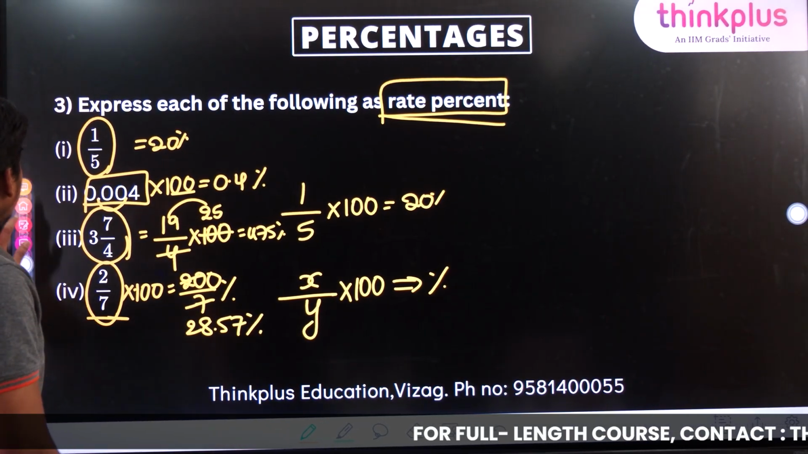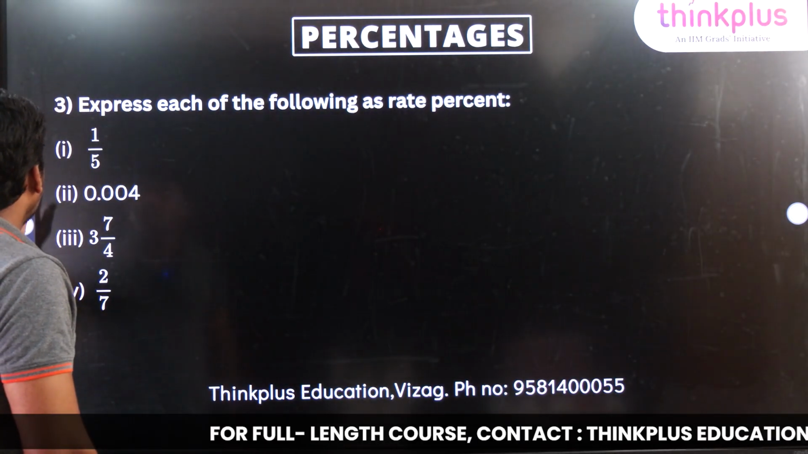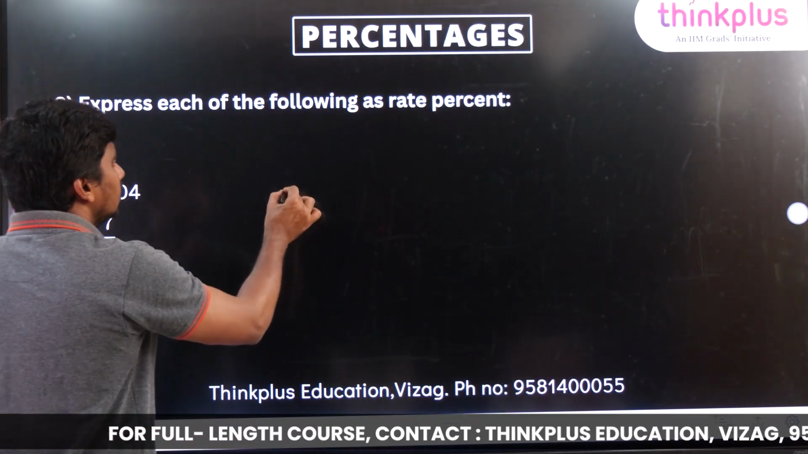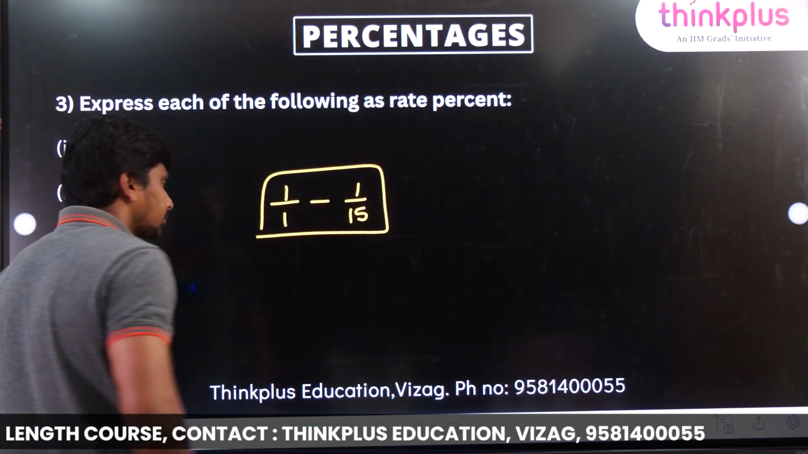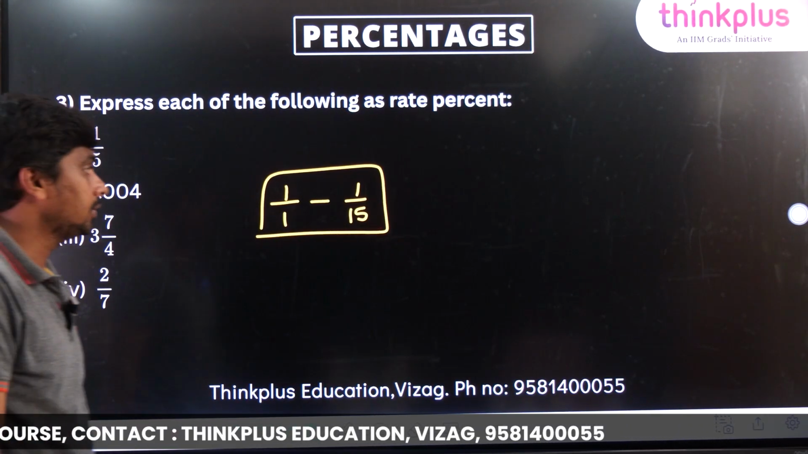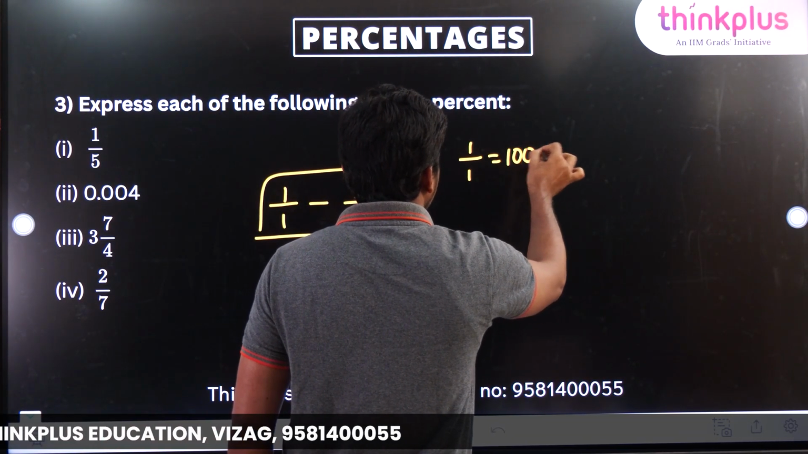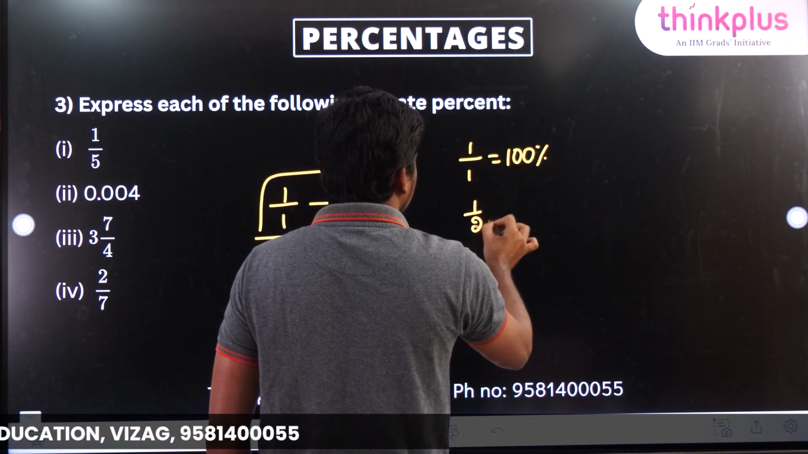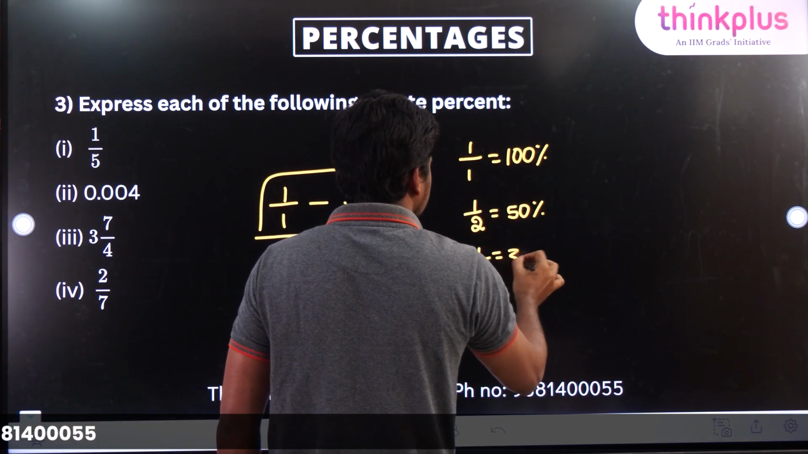But here you should not stop. What else you need to do is understand the basic percentages from 1 by 1 to 1 by 15. So what is 1 by 1? 1 by 1 means how much percentage? 100%. 1 by 2 means how much percentage? 50%. 1 by 3 means how much percentage?